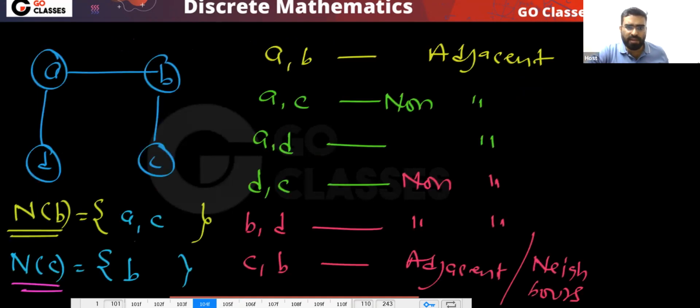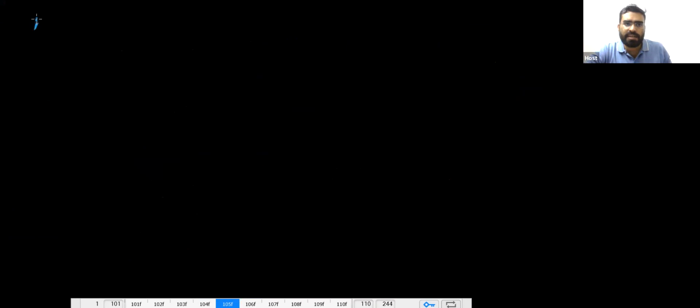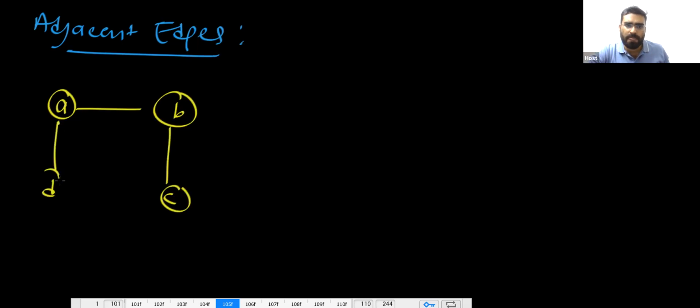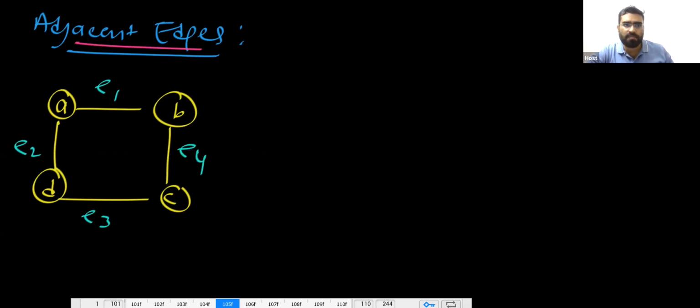Before we see the degree of a vertex, let me tell you one more thing: adjacent edges. We have seen adjacent vertices, but what is the definition of adjacent edges? For example, if I give you this graph A, B, C, D, you have a total of 4 edges: E1, E2, E3, E4. Tell me which edges are adjacent here?